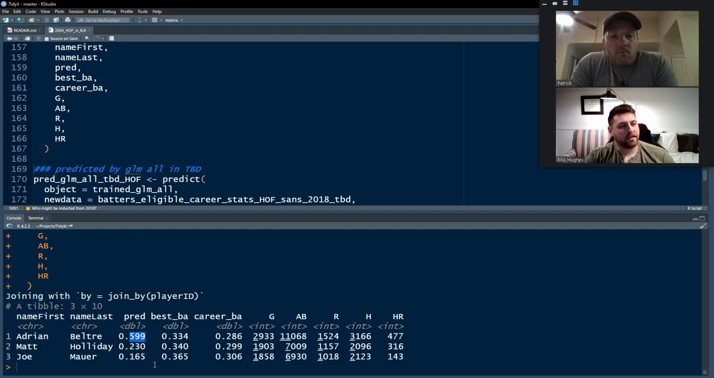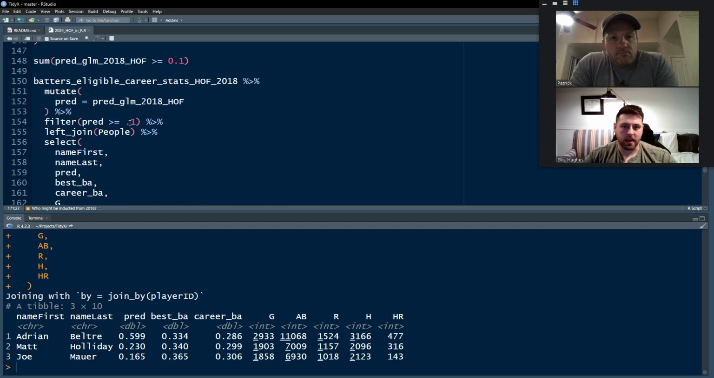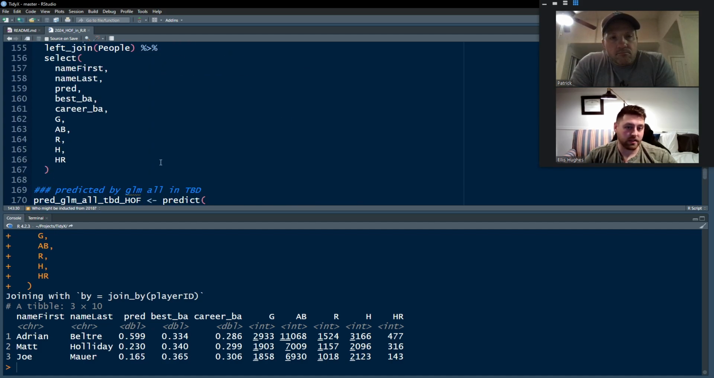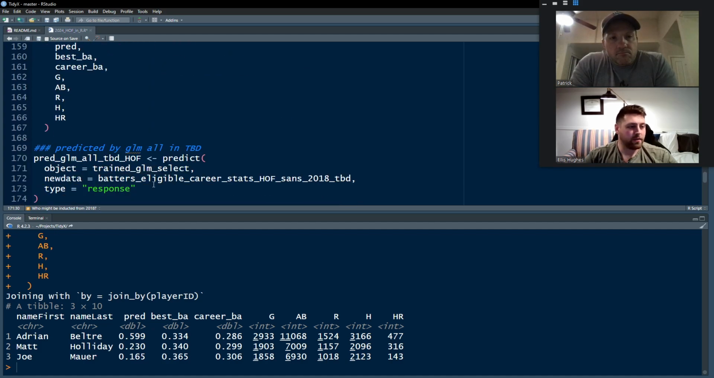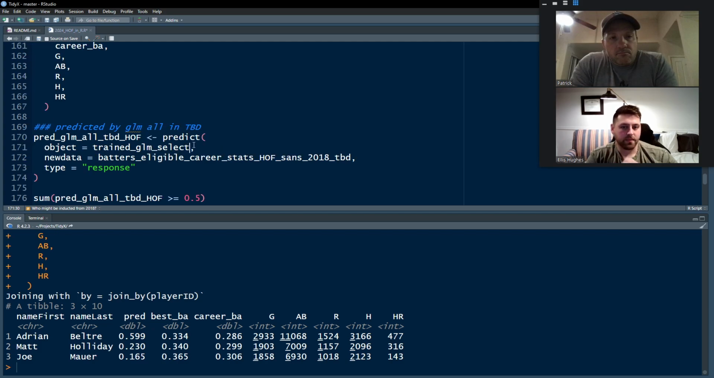I've looked up Adrian, and according to the pundits that I've read very quickly, this individual does have a high likelihood of getting in on their first ballot. So our prediction worked. But that's not the only set of people. There are the other folks that are still TBD. Out of the people that have not gotten in yet, what is their likelihood of getting in?